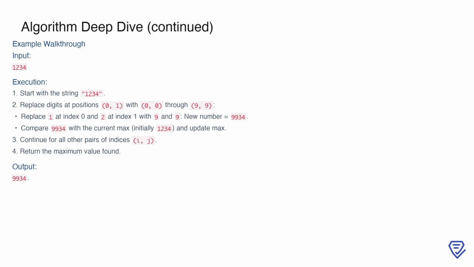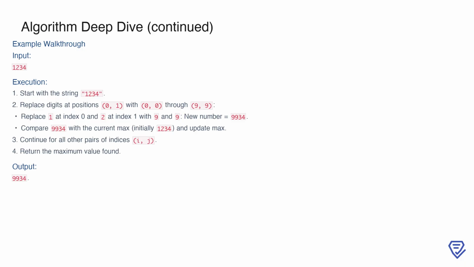Starting with the pair of positions 0, 1, we replace the digits at these positions with values from 0 to 9. For instance, replacing the 1 at index 0 and the 2 at index 1 with 9 and 9 results in the new number 9934. We compare this with the current maximum value, which initially is 1234, and update the maximum to 9934 since it's larger. This process continues for all other pairs of indices, systematically exploring every possible combination of two-digit replacements.